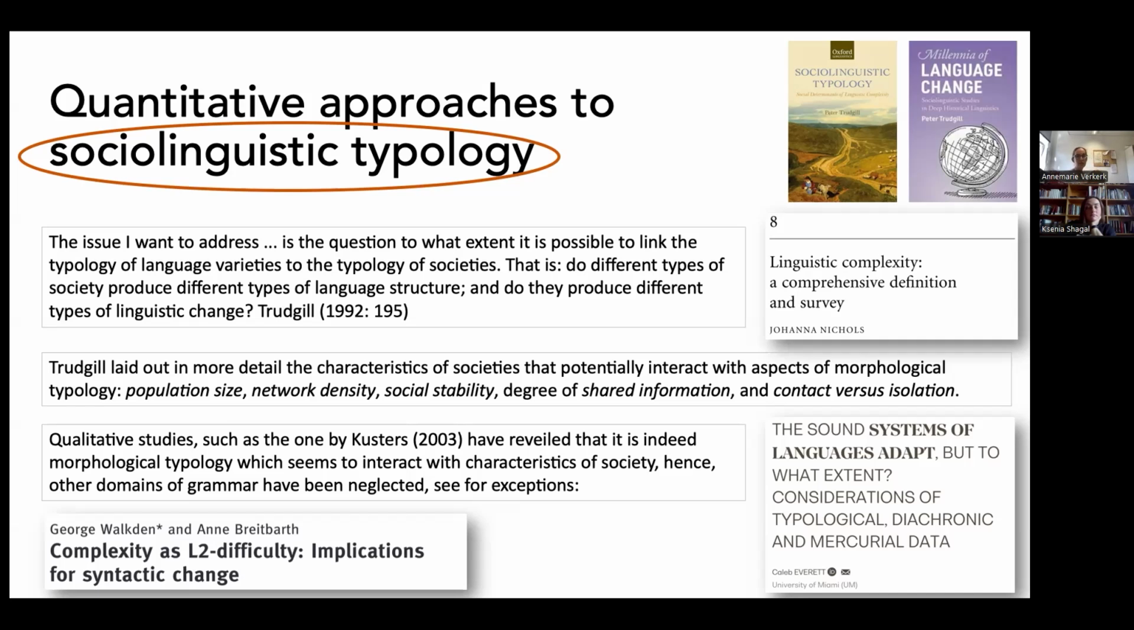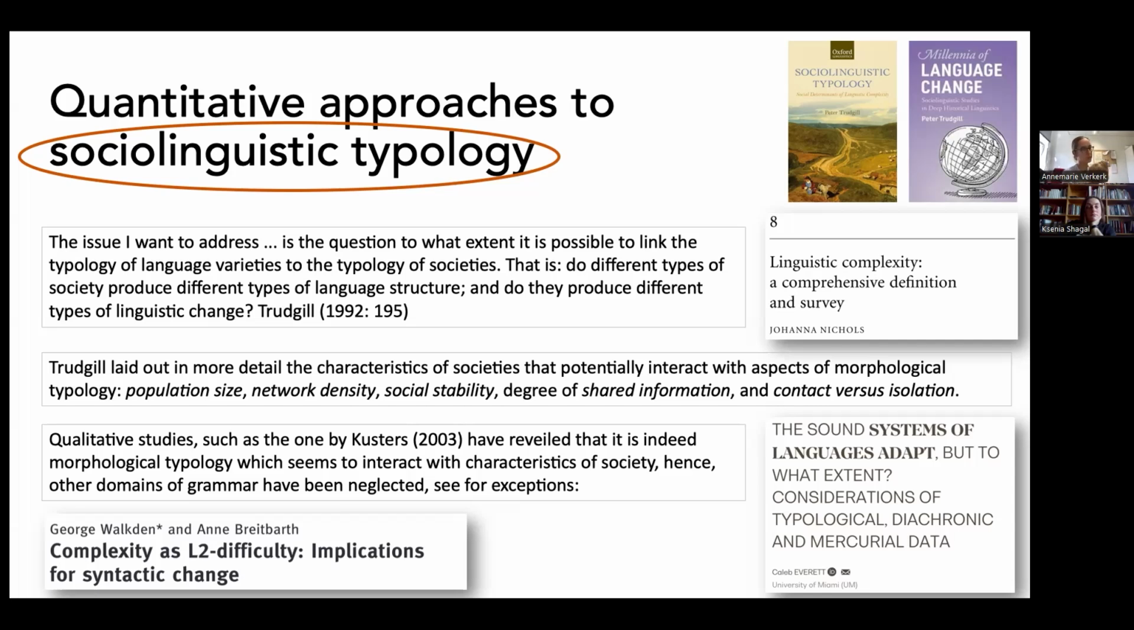So there's obviously lots and lots of work on this. You guys have covered some of Trudgill's work, and it's really a lot, right? So Trudgill works in detail on the characteristics. He kind of defines which characteristics of societies could matter, right? Those that could potentially interact with aspects of morphological typology, which are population size, network density, social stability, degree of shared information, contact versus isolation.